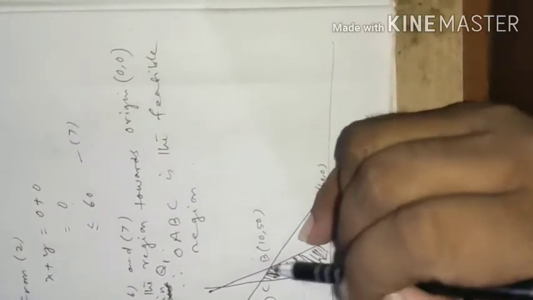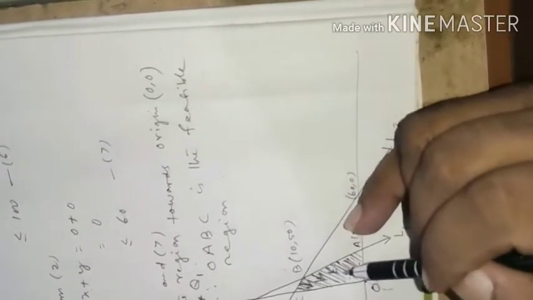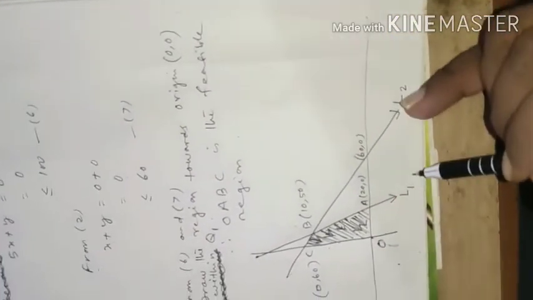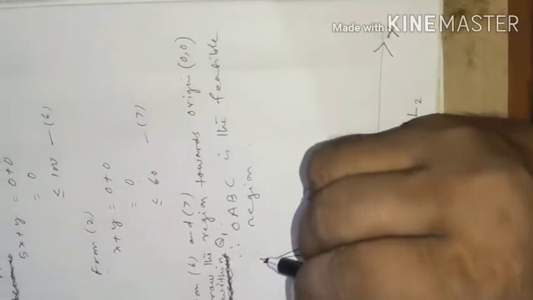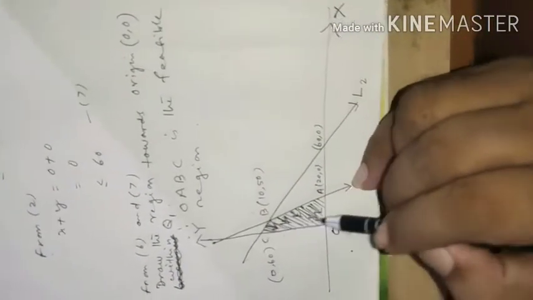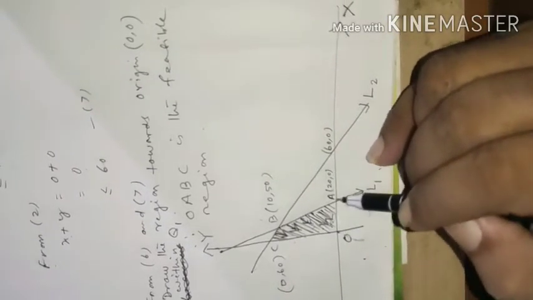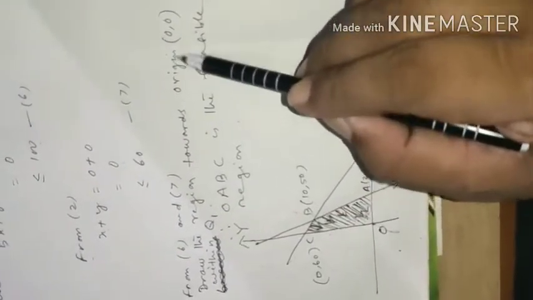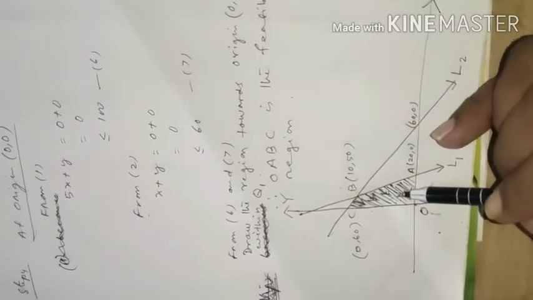Therefore the common point is there, and this is the common region. But we do not go towards quadrant 2, 3 and 4, only quadrant 1, because x and y are given in quadrant 1. So this is the region, called OABC. From steps 6 and 7, draw the region towards the origin (0, 0) within Q1. Therefore OABC is the feasible region.